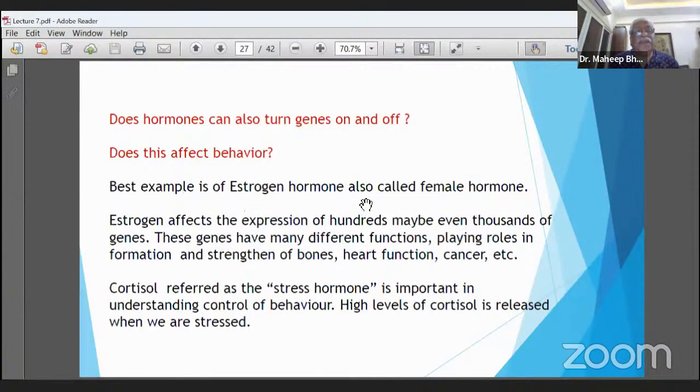I will also explain another question: can hormones also turn genes on and off? Well, this question is very difficult to explain. Still, in the case of the estrogen hormone, which is a female hormone, some people say, by studying its functioning, that the gene responsible for estrogen secretion is actually controlled by genes, and these genes may have different functions, playing roles in the formation and strengthening of bones, heart function, and cancer, etc.